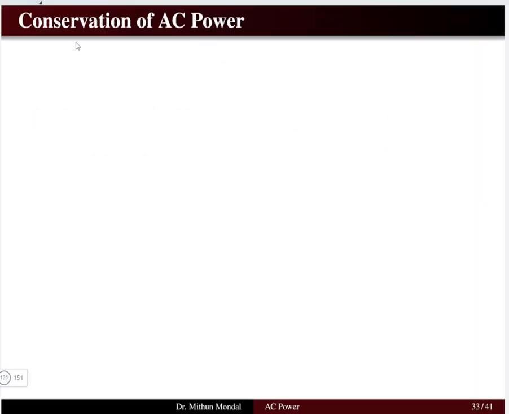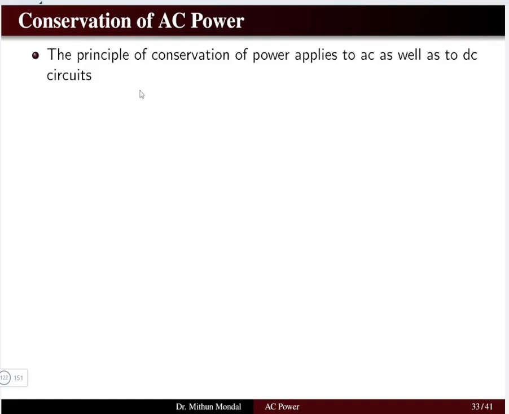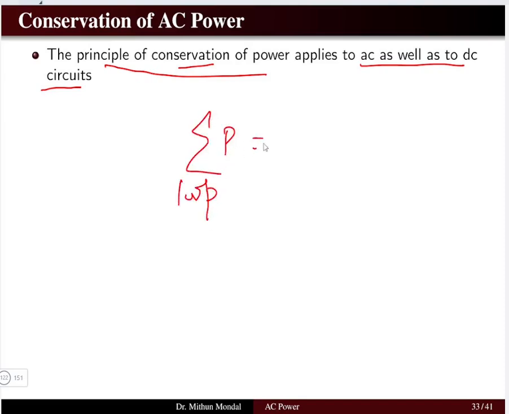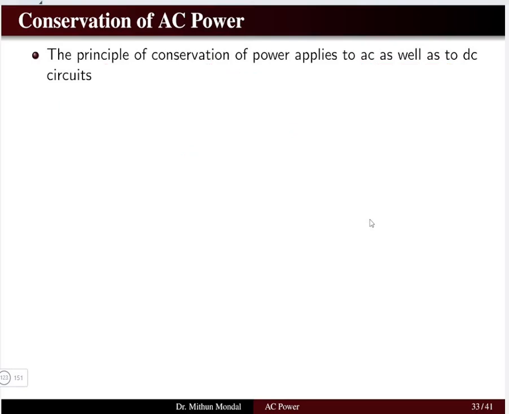Now the next topic that we are going to take is conservation of AC power. The principle of conservation of power not only applies to AC, but also to DC, which we have seen when we were discussing DC circuits: in a closed loop, all the power, if we add it up, adds to zero. So power in a closed loop is zero. Like energy conservation, you have power conservation.